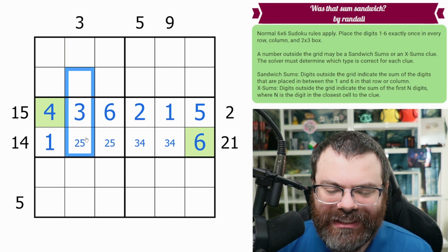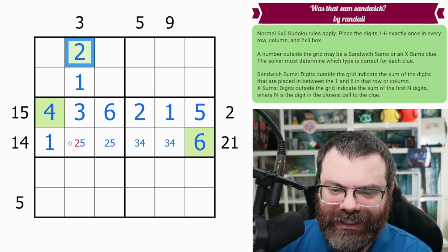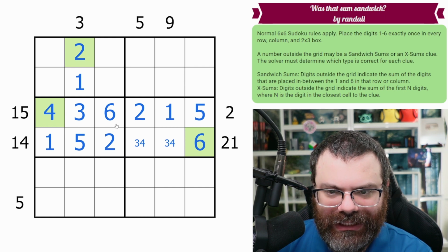Anyway, so this can't be sandwich anymore because this isn't a 1 or 6. So this has to be an X sum, which can only be 2, 1. That gives us the 5 and the 2.